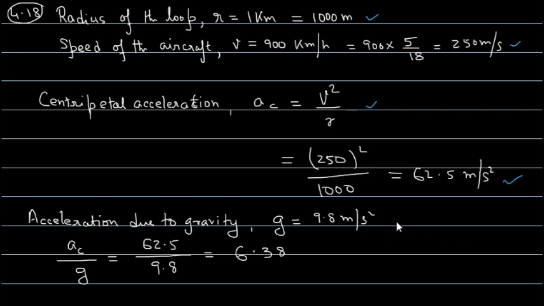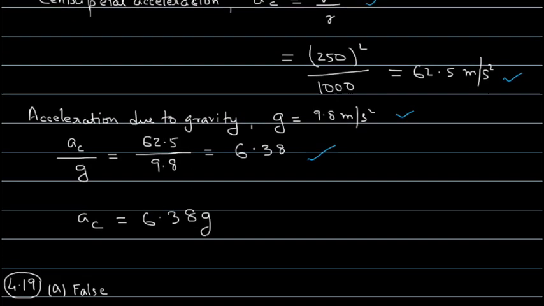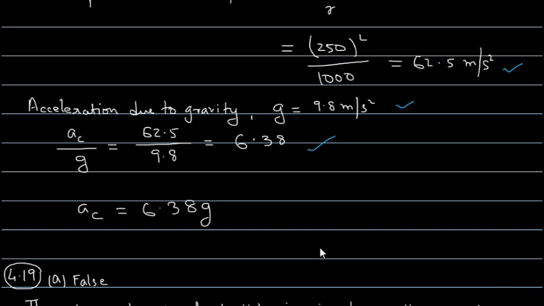Acceleration due to gravity is 9.8 meter per second square. a_c upon g is equal to 62.5 upon 9.8, that is 6.38. a_c is equal to 6.38 g. So centripetal acceleration is a multiple of 6.38 and acceleration due to gravity.